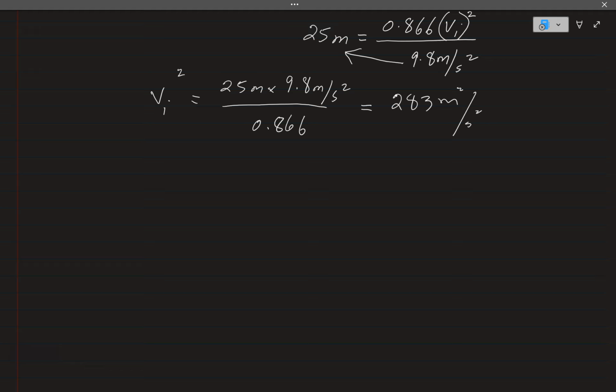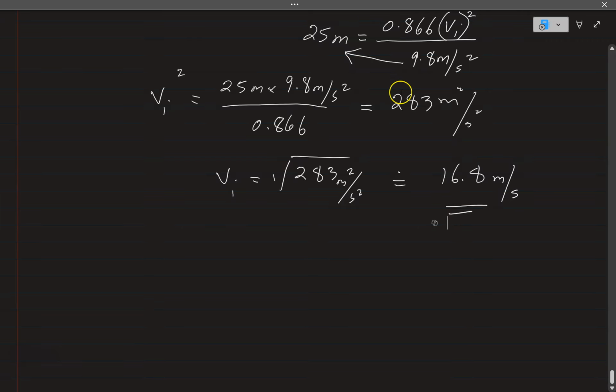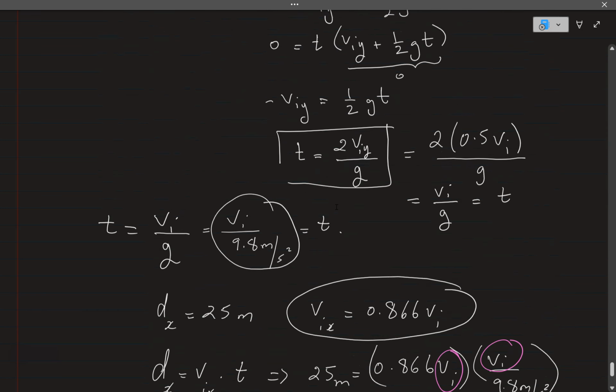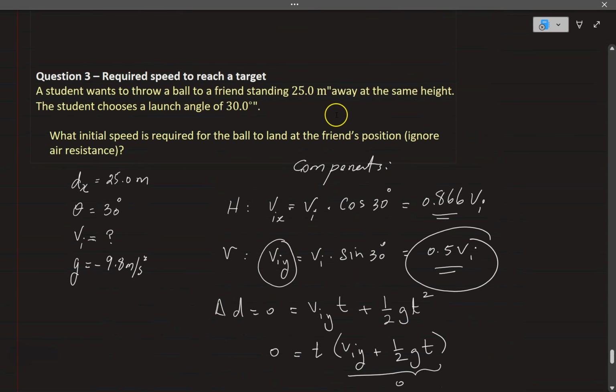And then you have to take the square root of this value. So VI is equal to the square root of 283 meters squared per second squared, and the answer will be approximately 16.8 meters per second. That is the initial launch velocity, so that the friend 25 meters away gets the ball in front of him at the angle of 30 degrees that it's been launched.